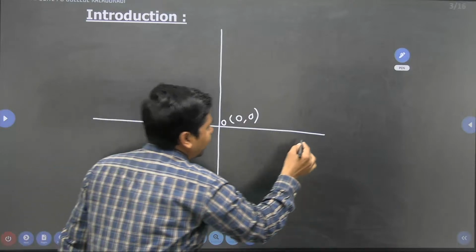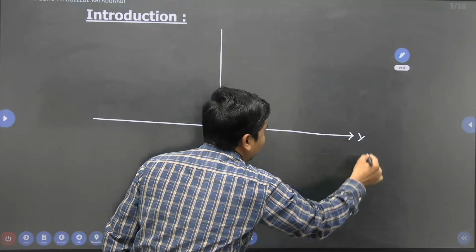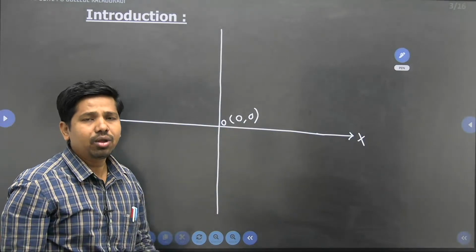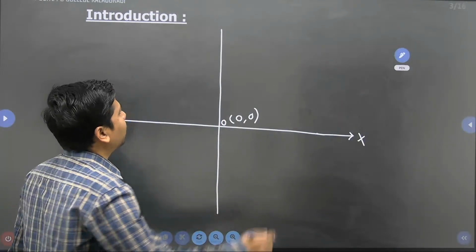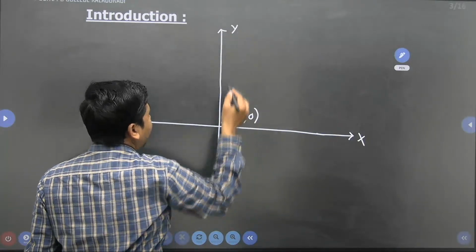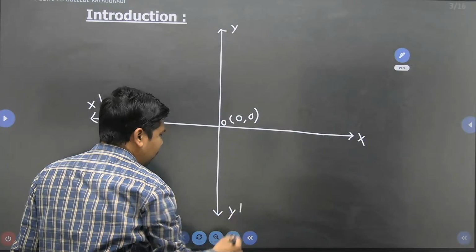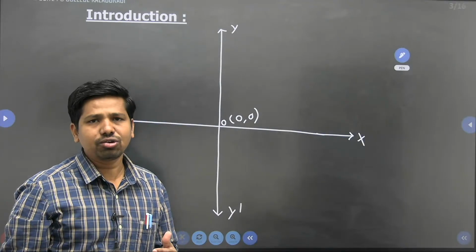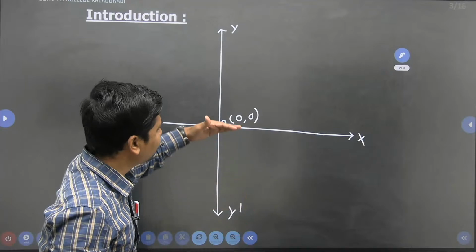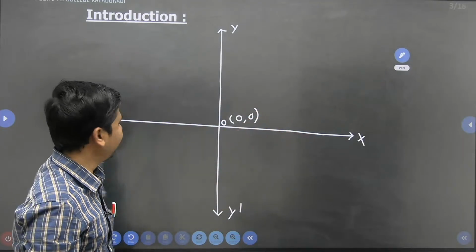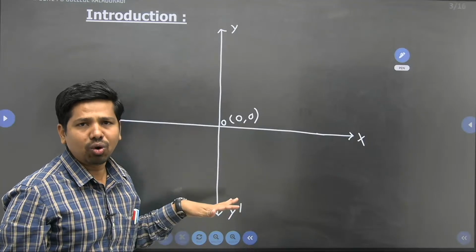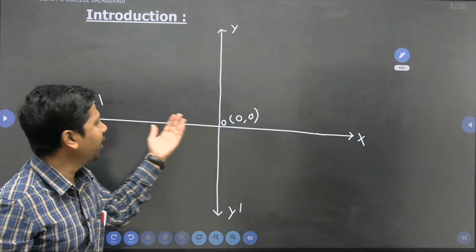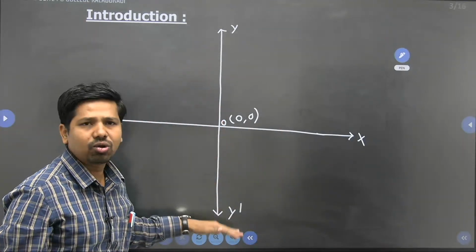So this horizontal line is called the x-axis, meaning x o x dash is called the x-axis, and the other line which is perpendicular to the x-axis is called the y-axis, that is y o y dash is called the y-axis. Whenever two mutually perpendicular lines intersect each other, they constitute a two-dimensional plane. So x o x dash and y o y dash are said to be coordinate axes, or else they are also called reference axes. In particular, x o x dash is called the x-axis and y o y dash is called the y-axis.